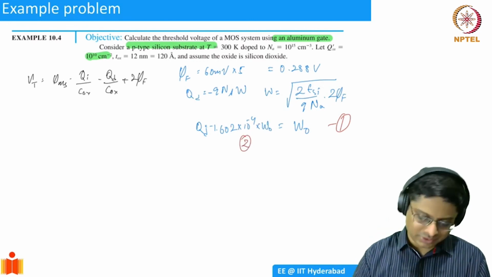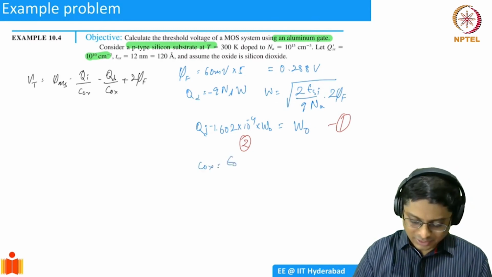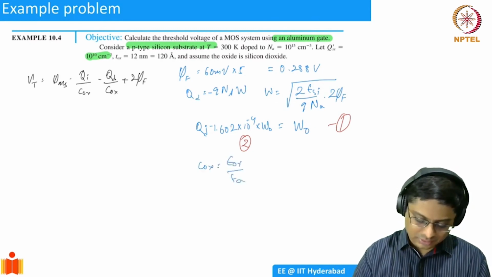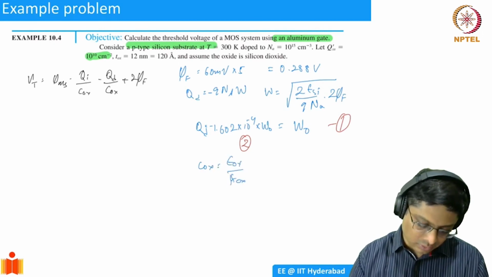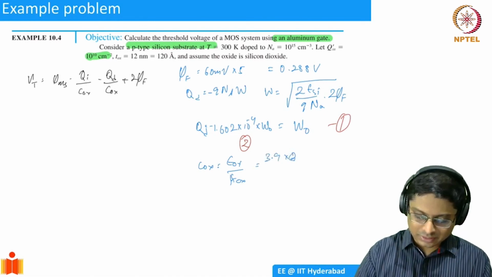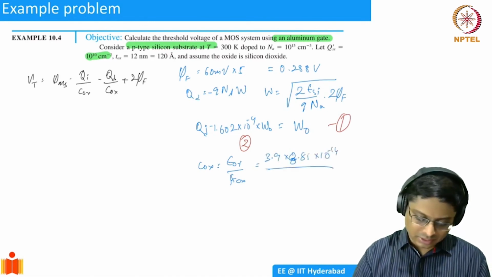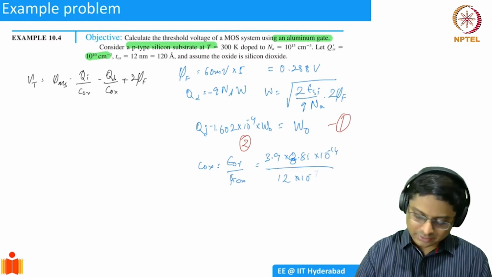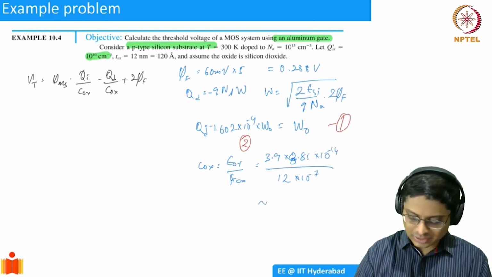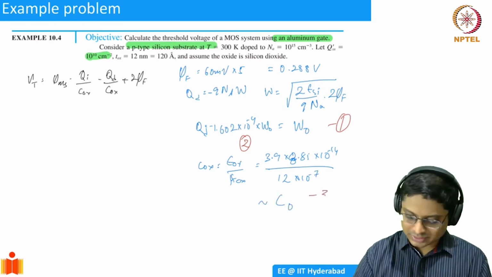What is Cox? After some point it becomes plug and chug. Tox is 12 nanometers. So the same story, 3.9 into 8.85 into 10 power minus 14 divided by 12 into 10 power minus 7. You will get some answer. I'll call it C naught. Let me call this as 3.